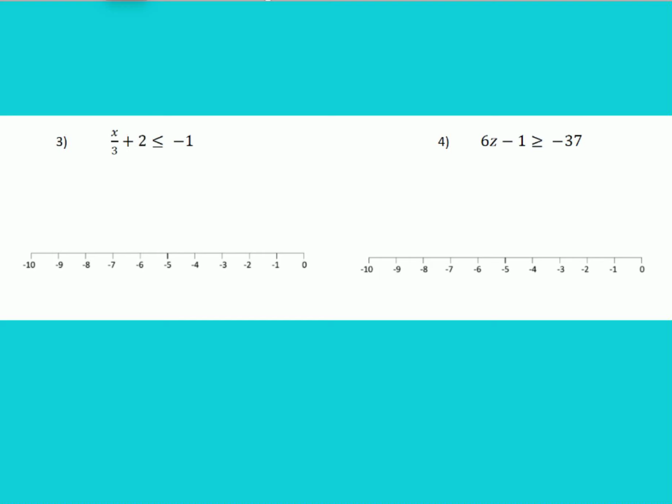Now in our next example, we have x divided by 3 plus 2 is less than or equal to negative 1. So this is a two-step inequality where we need to get rid of the constant first. Right now we're adding 2, so we're going to subtract 2 to undo that. When that happens, our constants go away on this side, and we're just left with x divided by 3 is less than or equal to negative 3.